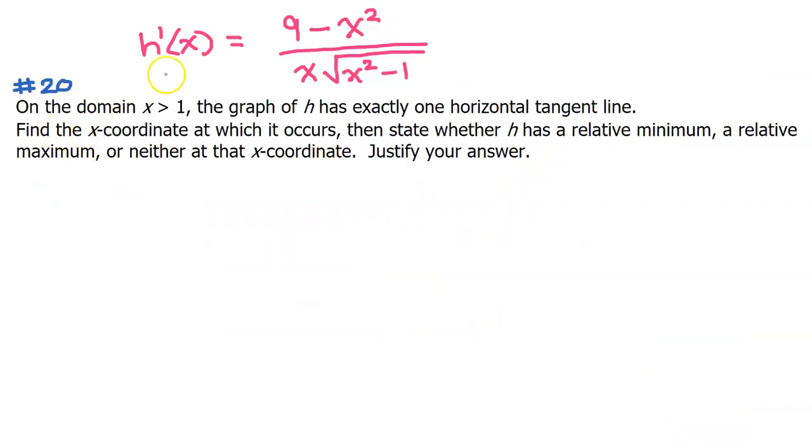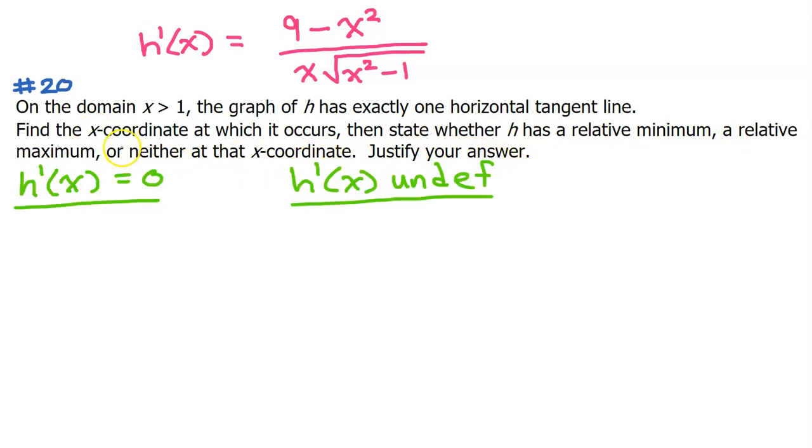Number 20 refers back to function h from problem number 19, for which we found the derivative, which is shown here. On the domain x is greater than 1, the graph of h has exactly one horizontal tangent line. Find the x-coordinate at which it occurs. Then state whether h has a relative minimum, a relative maximum, or neither at that x-coordinate. Justify your answer.